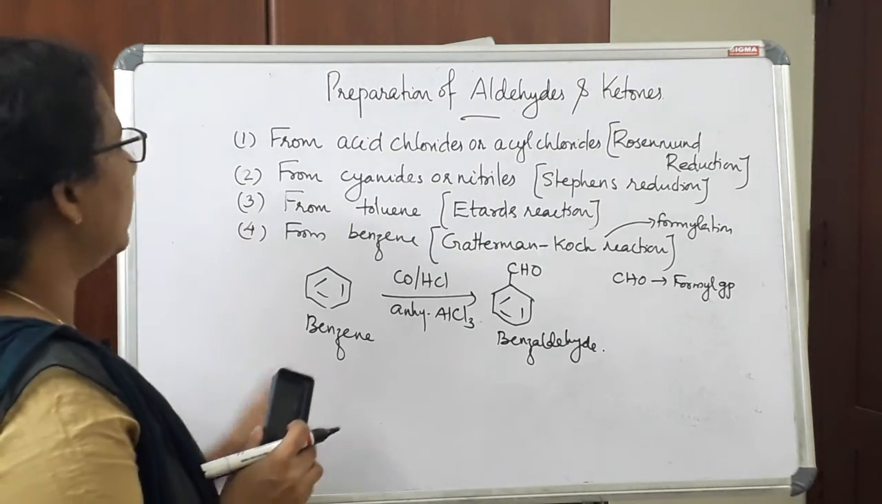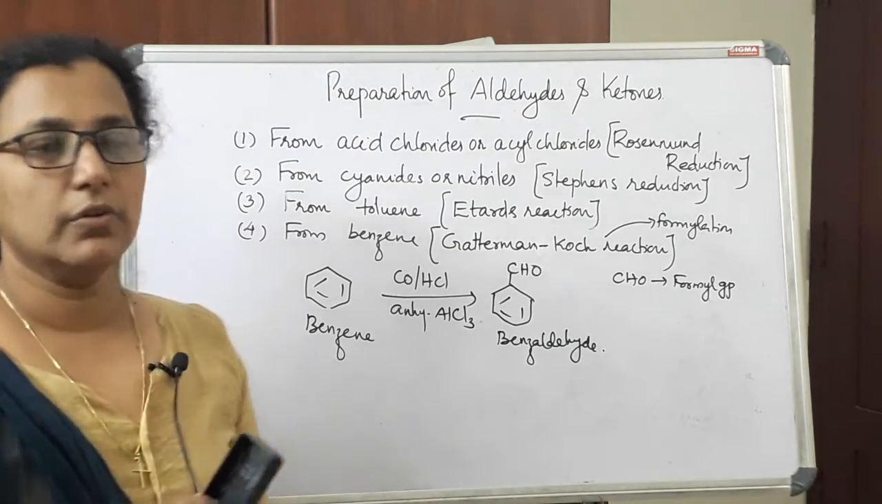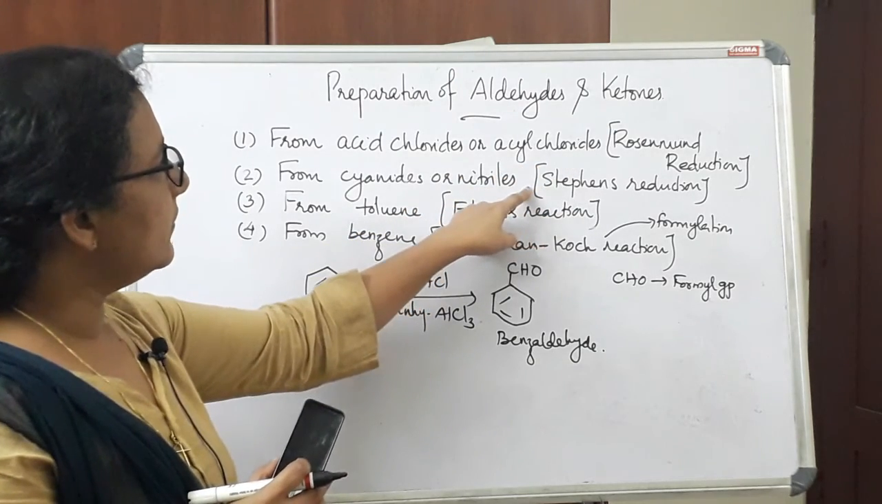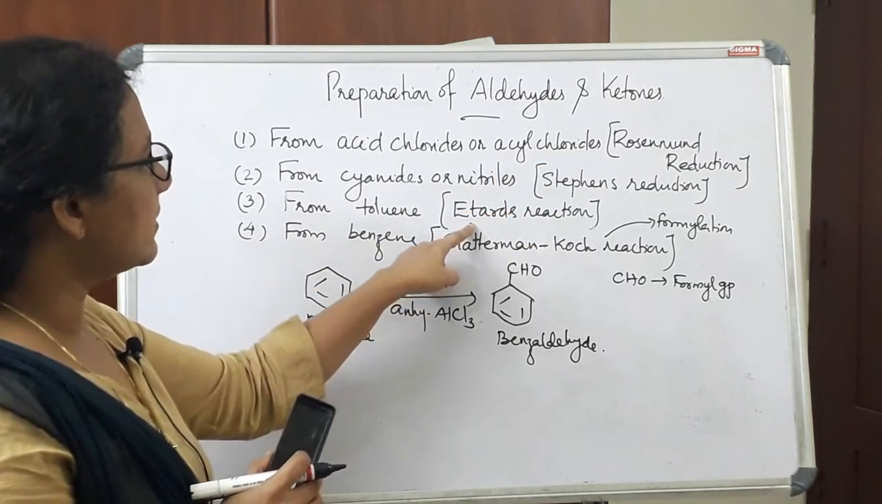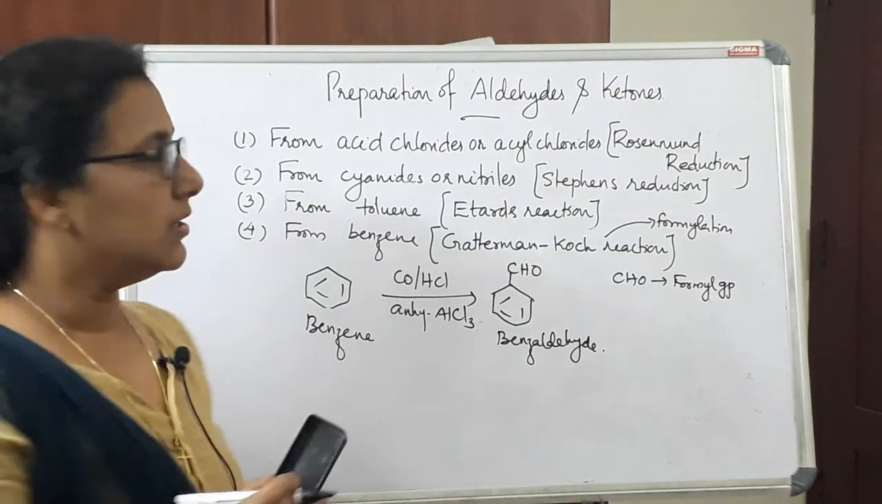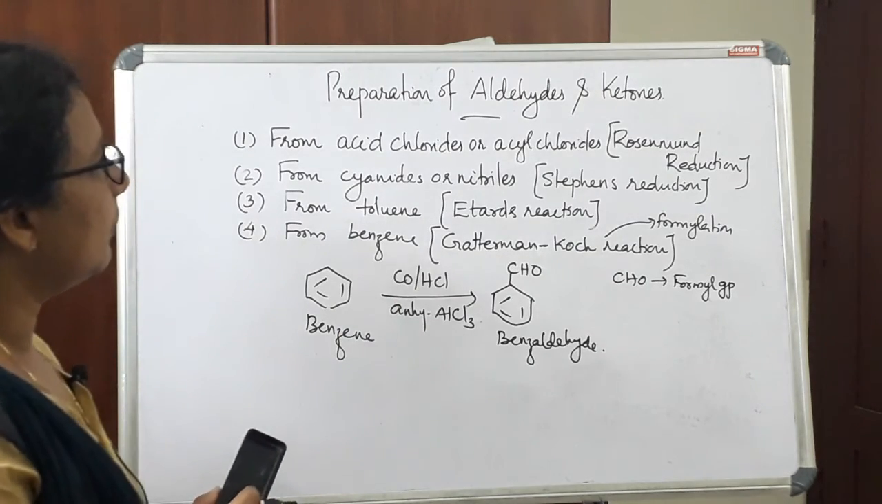So these are the four important methods for the preparation of aldehydes. First one is Rosenmund reduction, second one is Stephen reduction, third one is Etard's reaction, and fourth one is Gattermann-Koch reaction. So this is about the preparation of aldehydes.